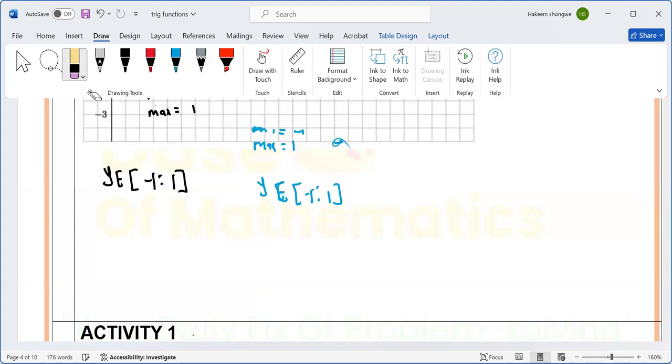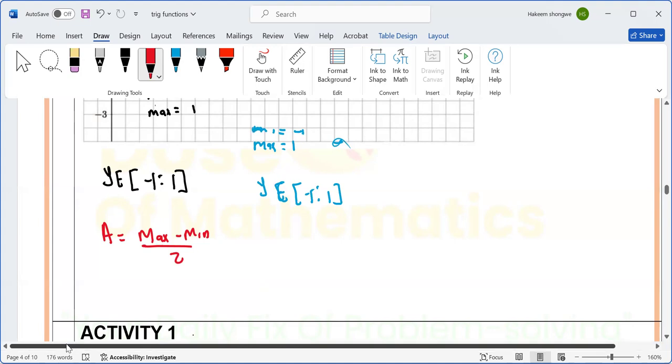But we also do have a calculation for the amplitude. It's the maximum minus the minimum, divided by 2. So what is our maximum in this case? It's 1 minus open bracket, what is the minimum? -1, close bracket, divided by 2. Then it gives us 1. So this is going to be our amplitude.